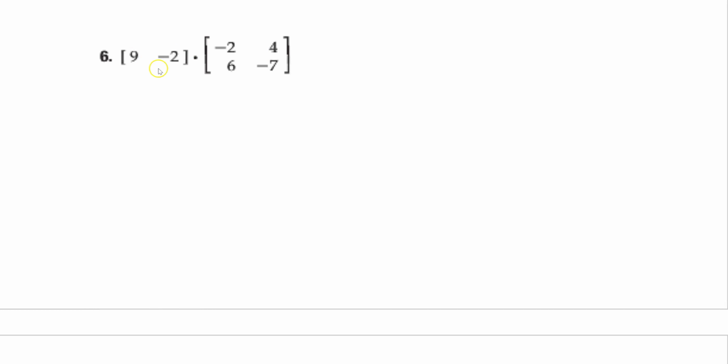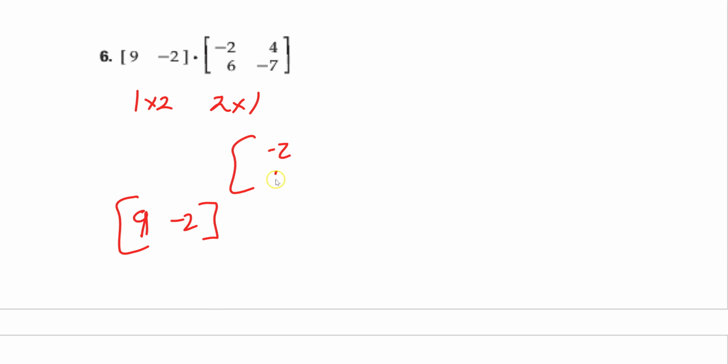So let's see here, I do want to check. This is a 1 by 2, 1 row, 2 columns. And this is a 2 by 1. So they can be multiplied. So do the same thing: 9, negative 2. I'll put this one up here. Negative 2, 6, 4, negative 7. Where's the space? Which is only right here, really.